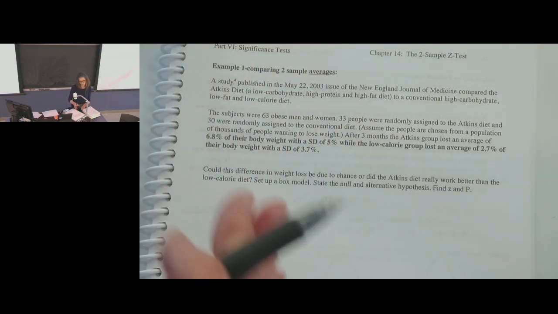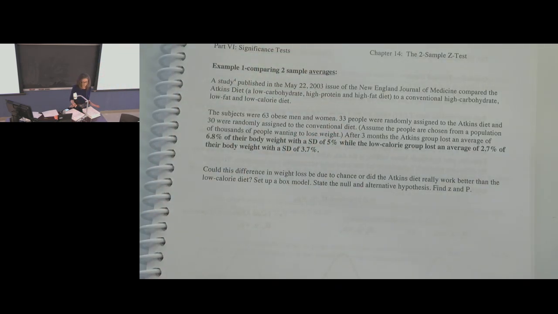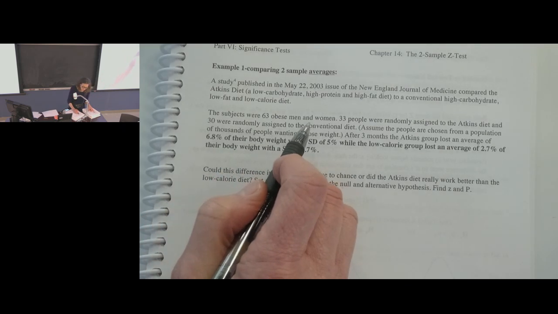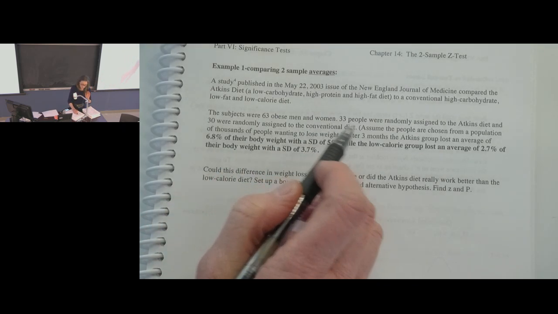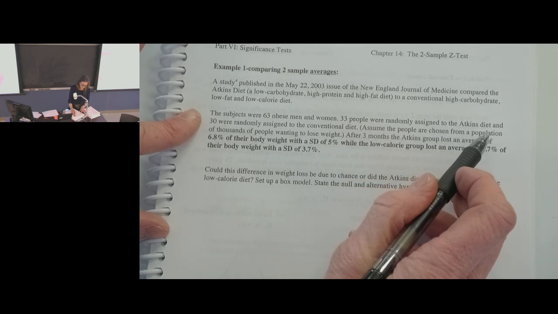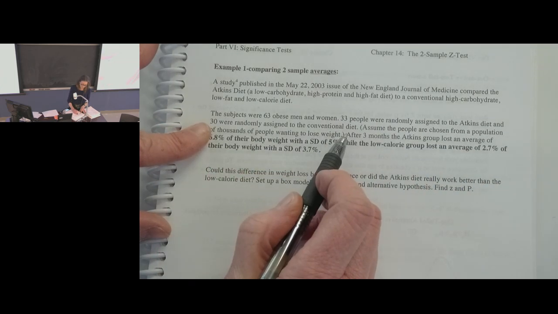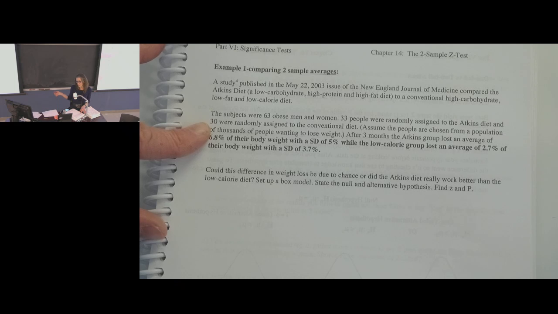So this is from the New England Journal of Medicine. They did a two sample Z test. All right. So the subjects were 63 obese men and women. 33 people were randomly assigned to the Atkins diet, and 30 were randomly assigned to the conventional diet. So the Atkins is one of these high protein diets, high calorie, high protein, and the other one was just your traditional low calorie diet.